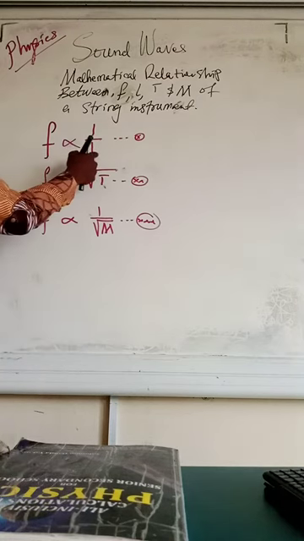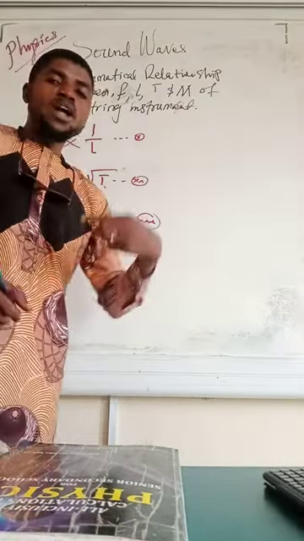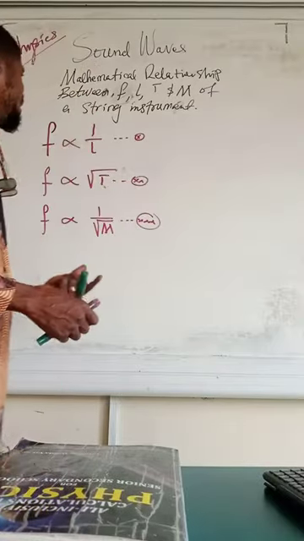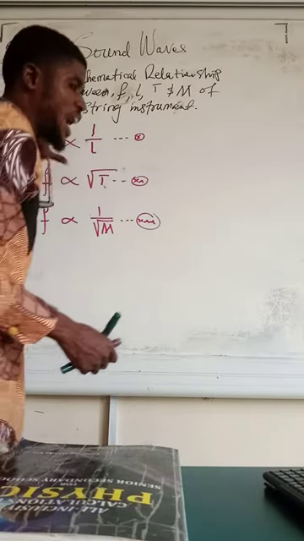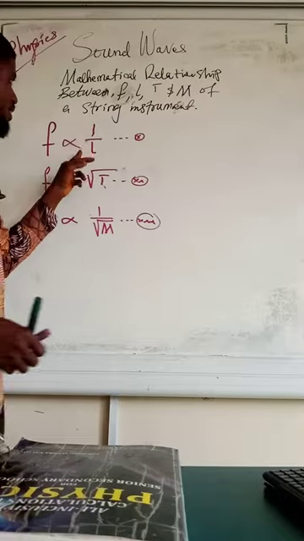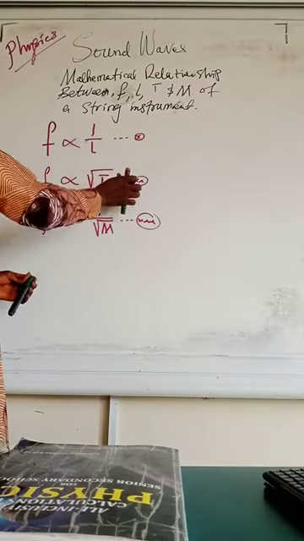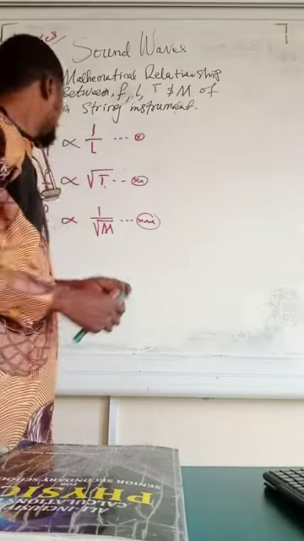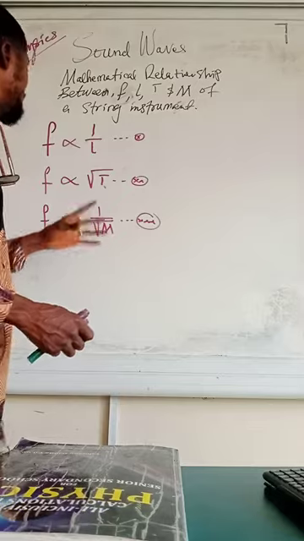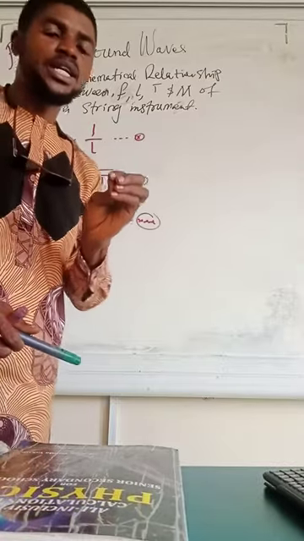What do you mean by this? It means that a decrease in the length of the string will cause the frequency to increase. When the frequency of a playing instrument is increased, the pitch of that instrument will also increase. So a decrease in length will cause the frequency to increase and of course the pitch of the sound to increase. An increase in length will also cause a decrease in the frequency and hence a decrease in the pitch. How about the tension? When you tension the guitar, you will also increase the frequency. It means that there are three ways of increasing or decreasing the frequency of a guitar, three ways of increasing the pitch and decreasing the pitch.